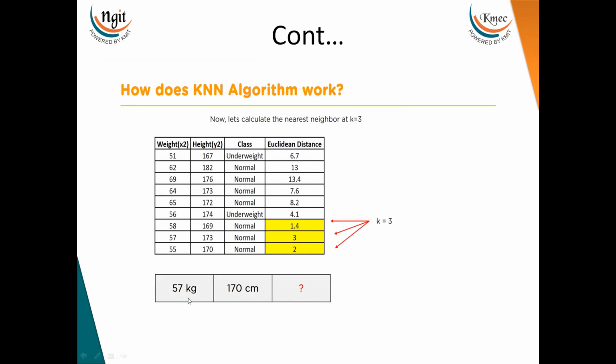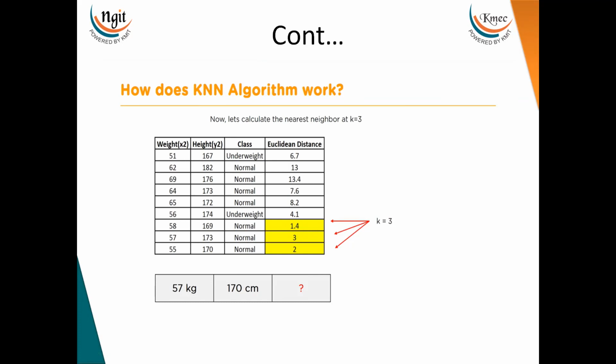Now what should be the label of this particular class? When we arrange all these values and consider k value as 3, I will consider the nearest data points, the nearer data points which belong to the same class. What are my nearest values? Which is 1.4, 3 and 2. Considering k value 3, I have to consider these 3 values, and the label of these classes is Normal. So my new data point's class will also be Normal.